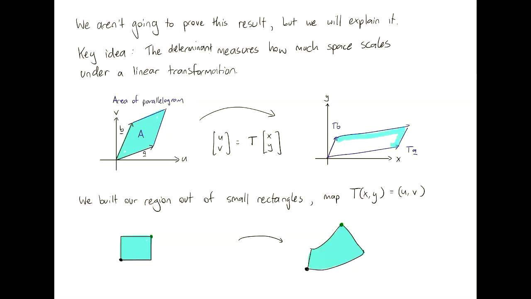And my new parallelogram region is this. Hopefully by now you know that when they told you the cross product is the volume of the parallelepiped, what they really mean is it's how much volume scales. So this area is equal to the absolute value of the determinant of T times the original area. It's the scale factor of area.